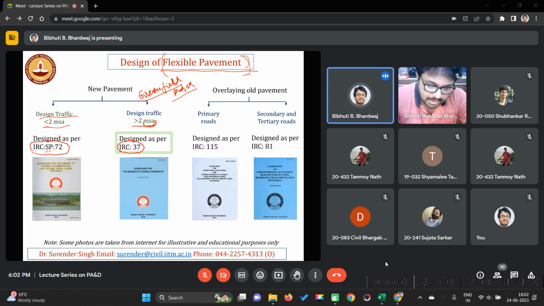But in case of overlaying of old pavements, you must have noticed that flexible pavements generally don't last for more than 6 years, right? Of course they are designed for 15 years, but they need rehabilitation. Rehabilitation in the sense the layer has to be removed and a new layer will be placed. That is called overlaying. So for overlaying, the methods or guidelines that are followed are given here.